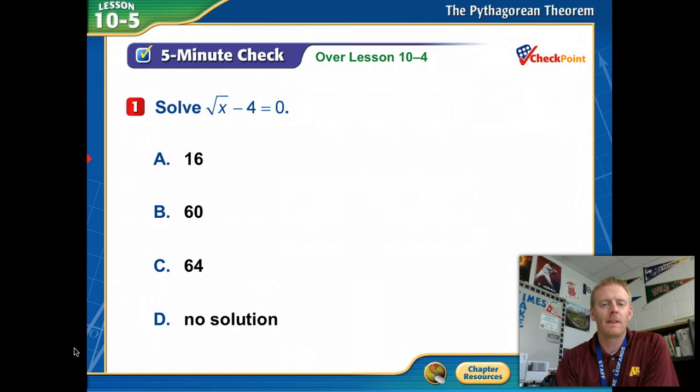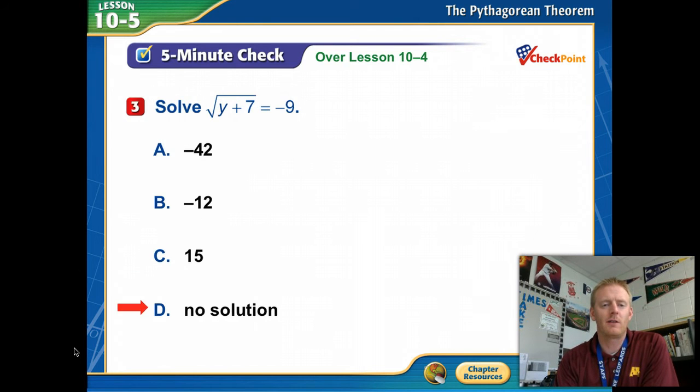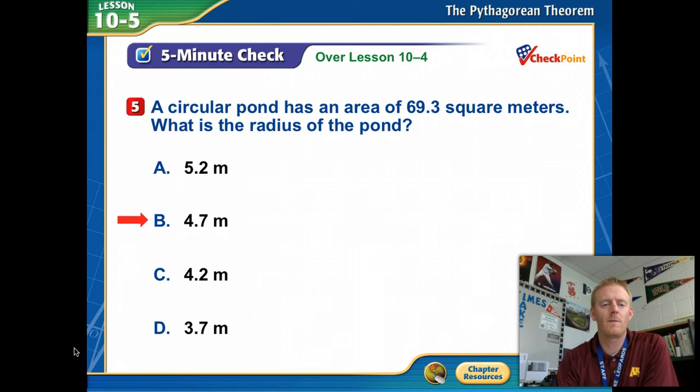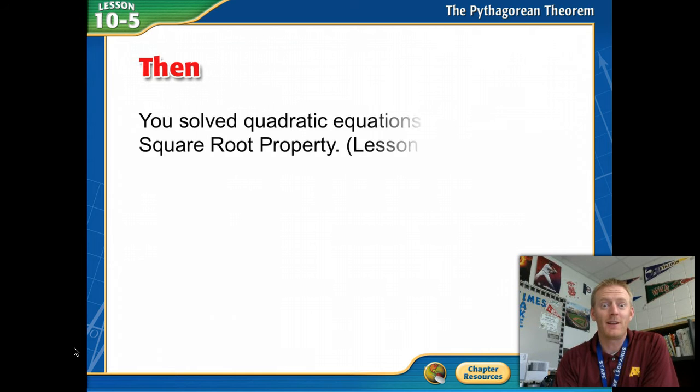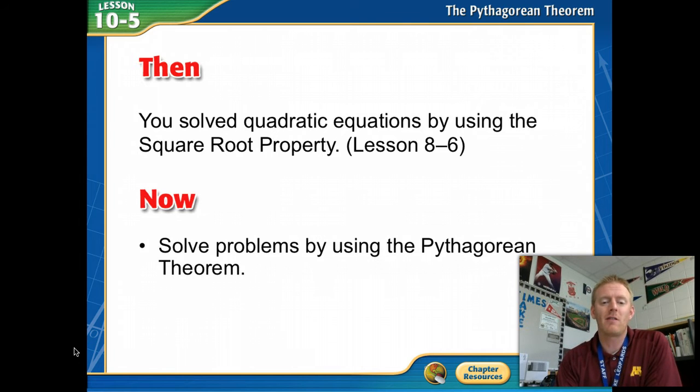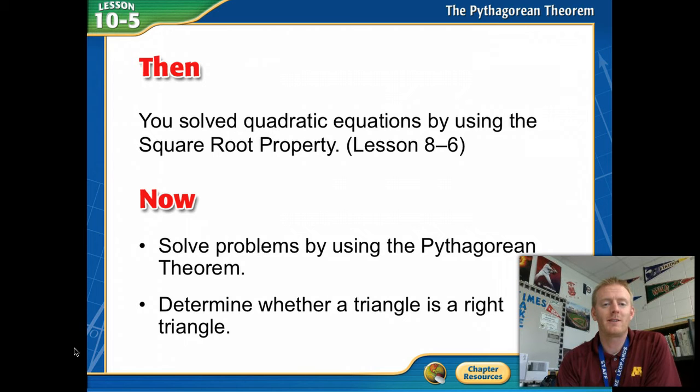So here we go. These are reminders of how to do things from lesson 10.4. And yeah, these are pretty sweet. I know you guys are excited. So we're going to be using skills from the square root property. You should have a little bit of background knowledge about the Pythagorean Theorem. So hopefully this will be a nice, quick, and easy thing for us to all be like, oh yeah, I remember doing that. So here we go.